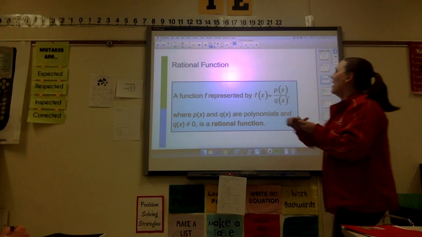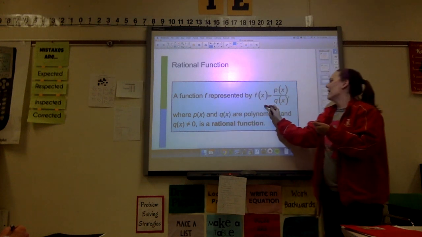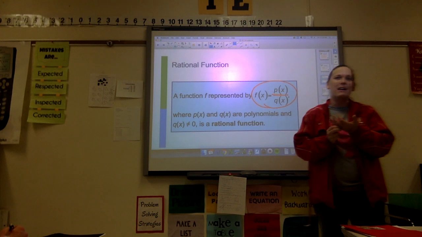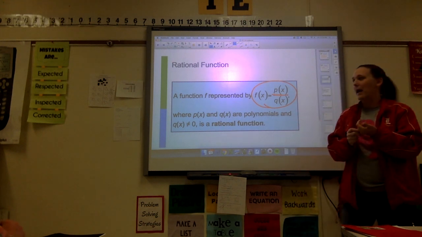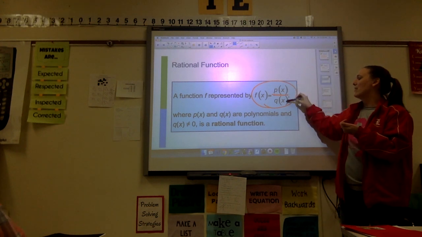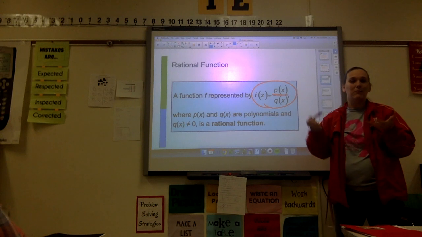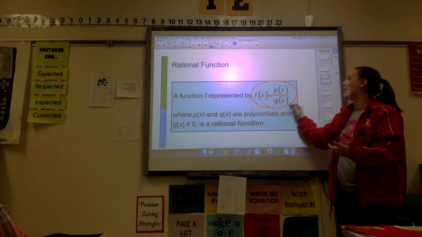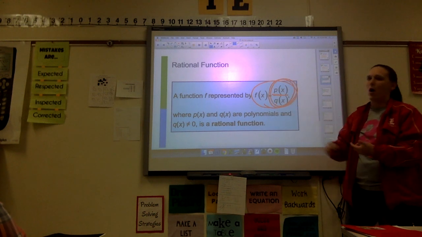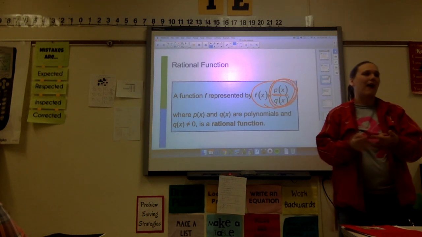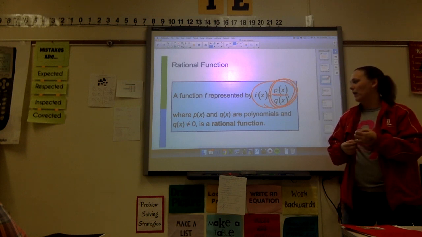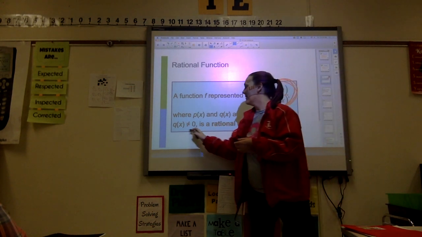Okay. Rational function represented by this format. So we are definitely having a division sign in there, that fraction bar. Okay? What are p of x and q of x? They're polynomials. We spent a bunch of time on polynomials. Now we're actually going to be dividing them and looking at what does this function look like overall as a graph, as a table, and that sort of thing.